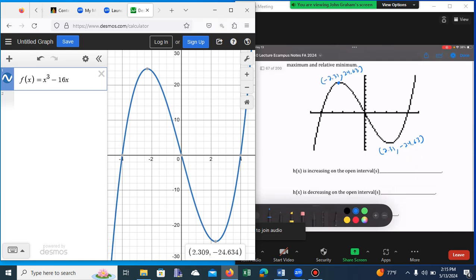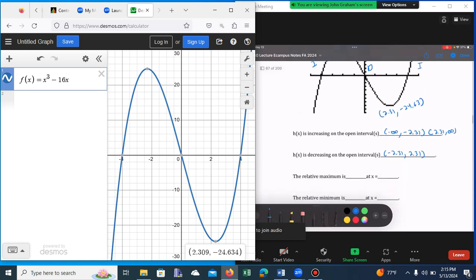So it's increasing on the far left from negative infinity to negative 2.31, and then decreasing in the middle from negative 2.31 to 2.31, and then it's increasing again from 2.31 to infinity. So with cubic, you'll see that it'll switch a few times from increasing to decreasing, or from decreasing to increasing, and then back again.